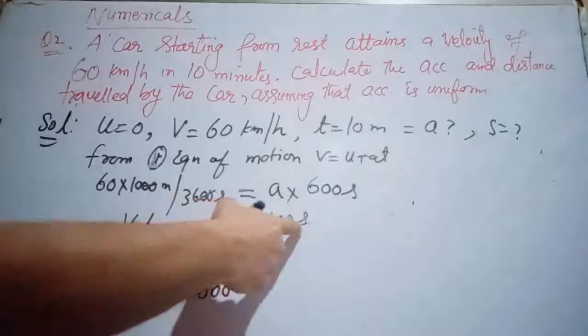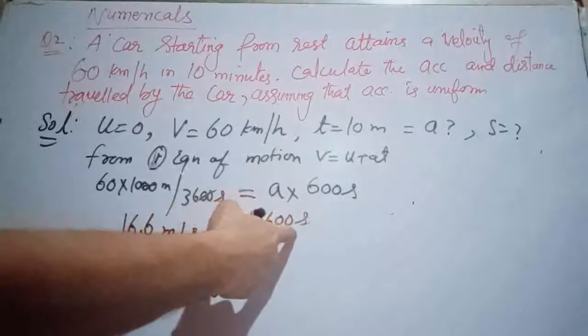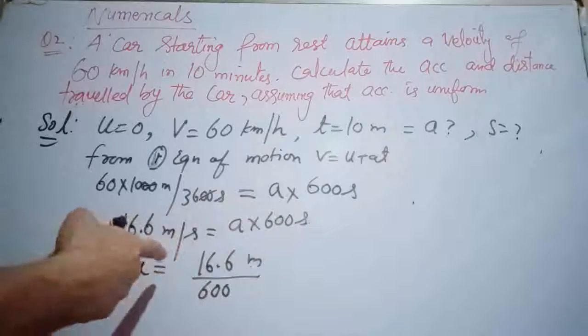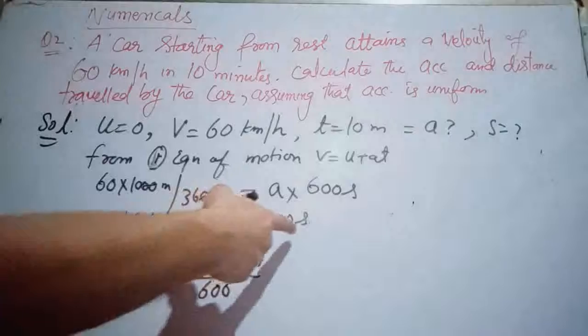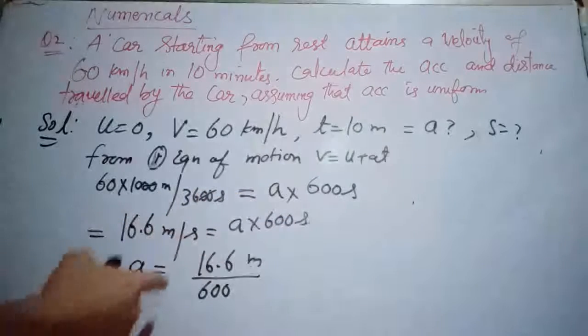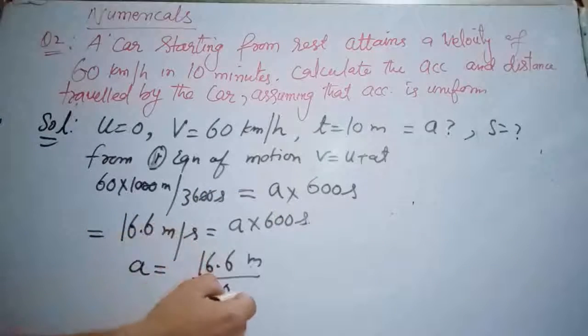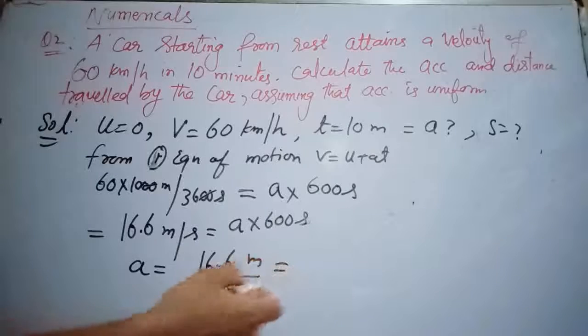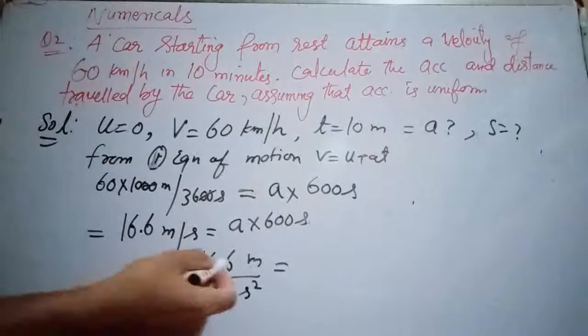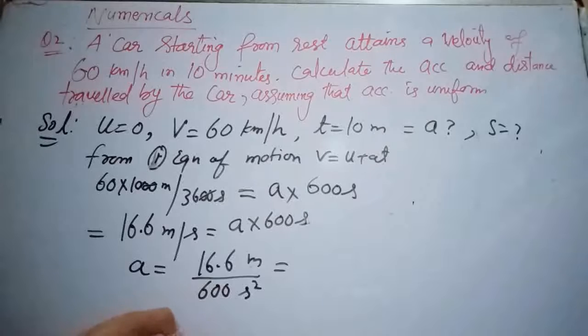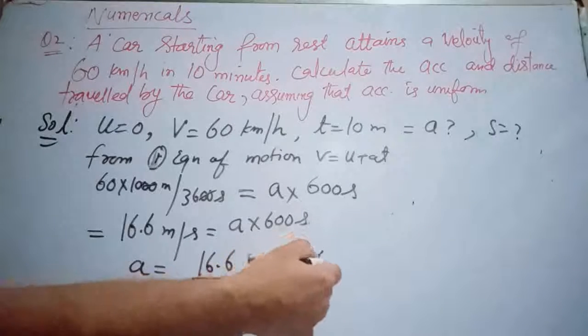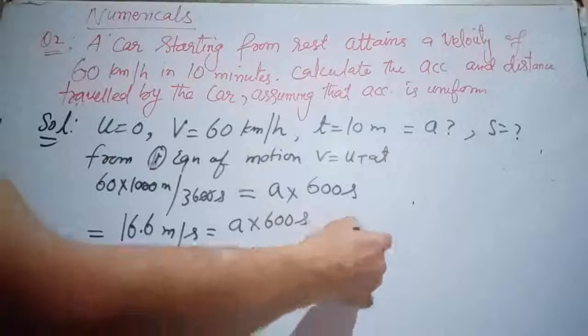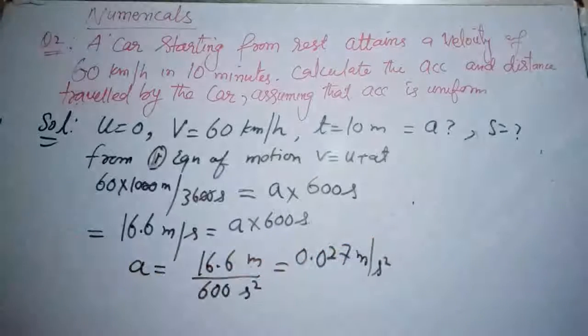Here it's meter. When this second comes from this side, this will go into this division here. So this will be second square. 16.6 divided by 600 comes out to be 0.027 meter per second square. This is acceleration, which comes out to be 0.027 meter per second square.